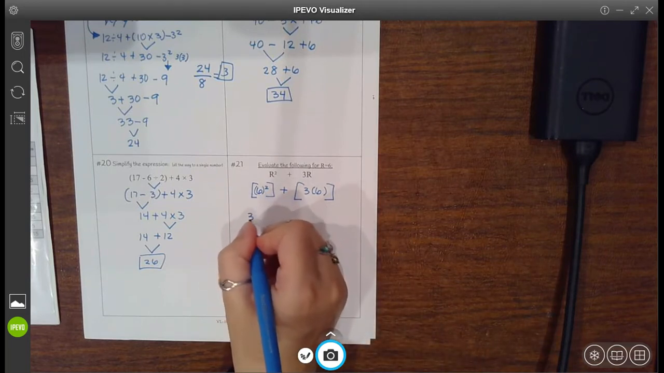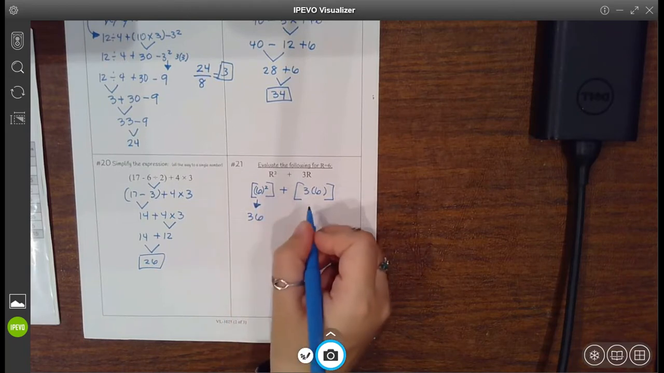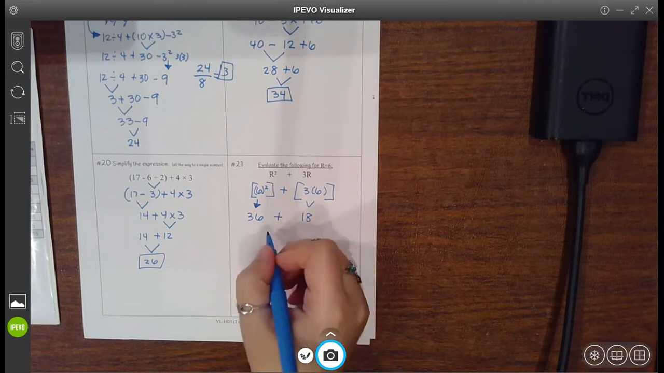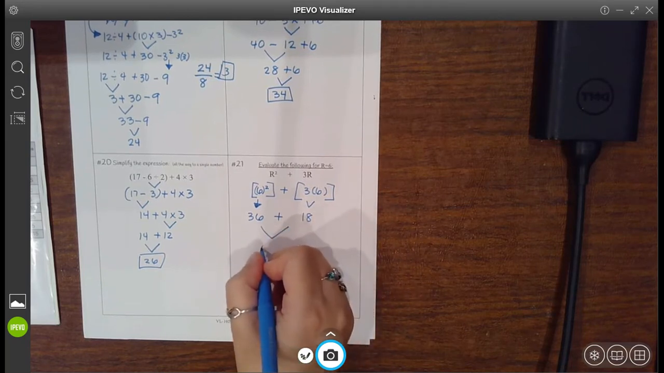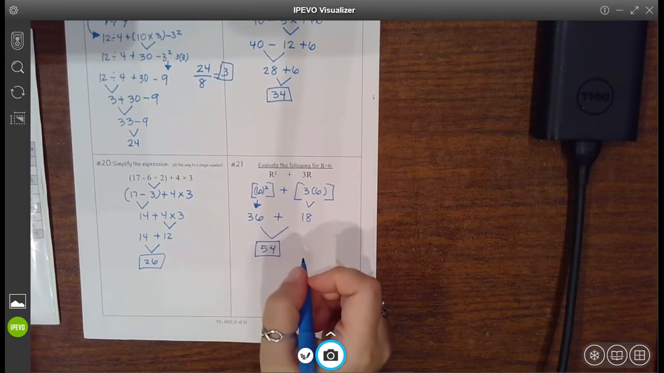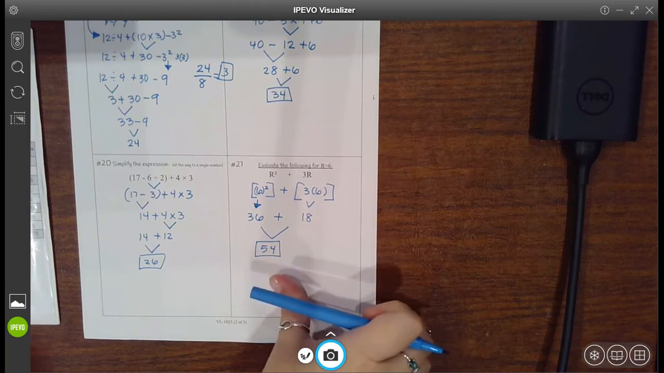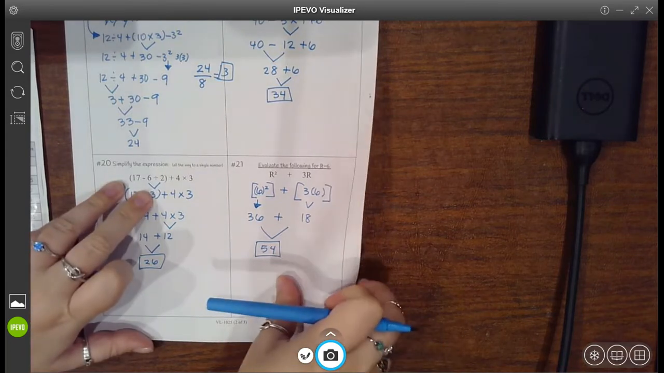Okay. All right. So 6 squared is 36. And in here, you had 3 times 6, which is 18. Now bring down the sign between them. Okay, those combine to make 54. Again, that didn't make that big of a difference, but in future problems, if you don't get in the habit of doing it that way, you might end up missing some. Okay, draw brackets around your different terms.